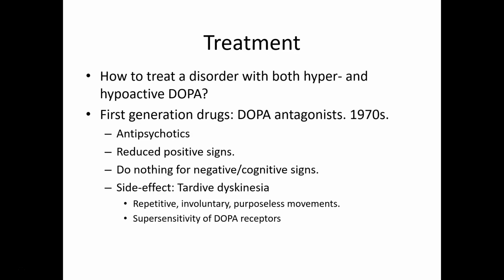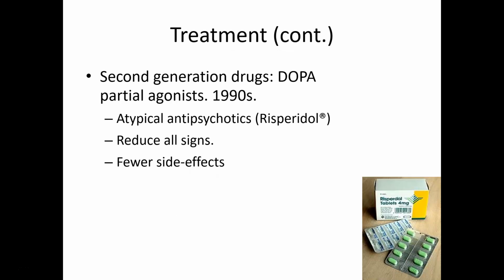So, obviously, we don't just want to fix the positive signs, we want to try to alleviate the negative signs and the cognitive signs as well. So, we started with antipsychotics. Now, in the 1990s, we actually have development of dopamine partial agonists, which are sometimes referred to as atypical antipsychotics, like Risperidal. Generally, they reduce all the signs, the positive, the negative, and the cognitive signs, and they will produce fewer side effects.